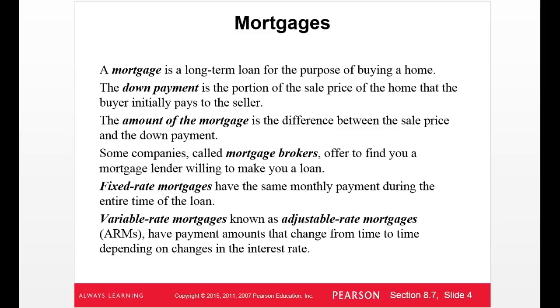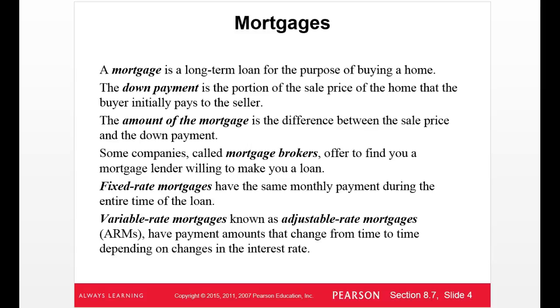All right, a mortgage. What is a mortgage? It's a long-term loan for the purpose of buying a home. In most mortgages nowadays, you need some sort of a down payment, which is the portion of the sale price that you're going to pay initially up front to the seller. The amount of the mortgage is the difference between those first two, the sale price and the down payment. So how much the home is actually going to be purchased for, and how much of that you're going to put down up front. Subtract those two, and that's the amount of your mortgage.